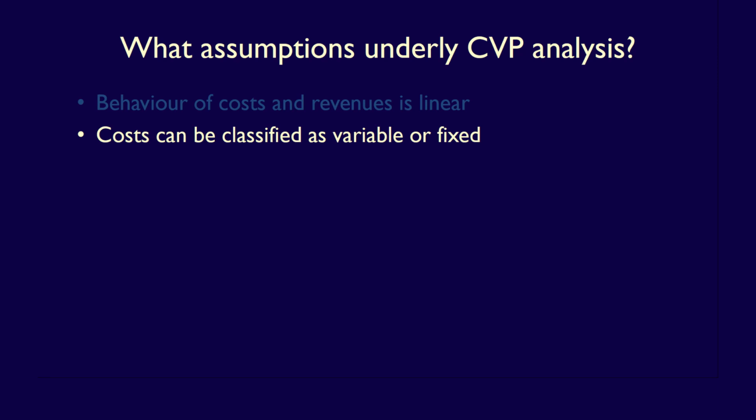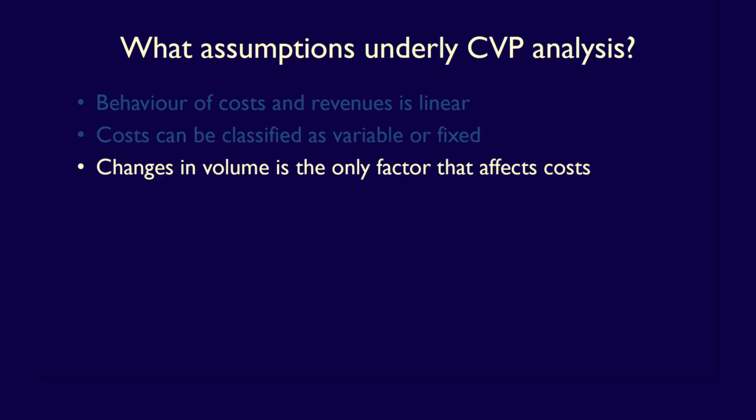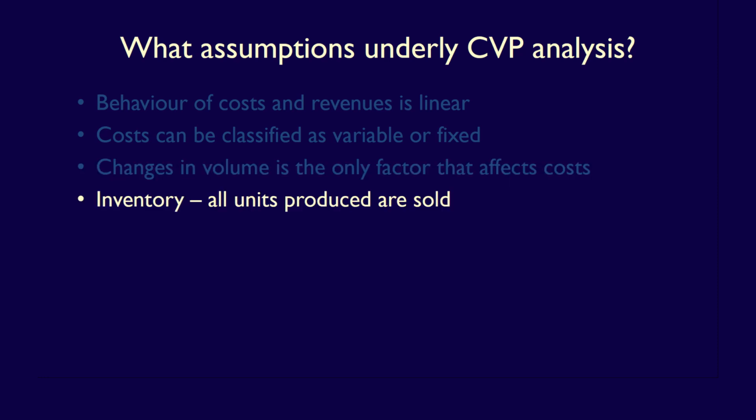This is important because some variable costs can be fixed, and some fixed costs can vary with the level of activity. For example, direct labor is treated as variable, but often when individuals are paid a salary, direct labor is actually fixed. However, in CVP analysis, we assume that direct labor is variable and that all fixed costs are fixed within the relevant range. Changes in volume are the only factor that affect costs.